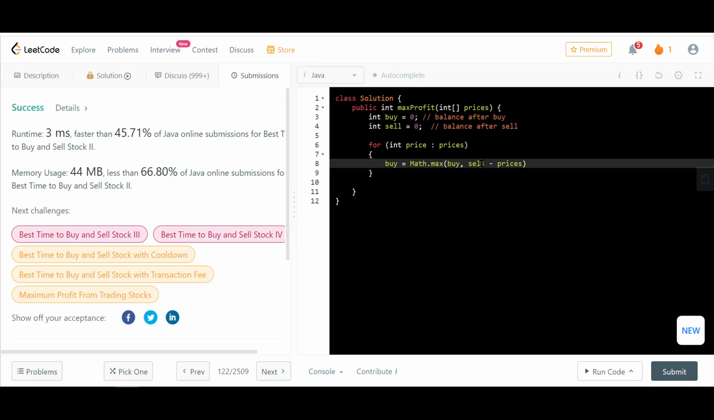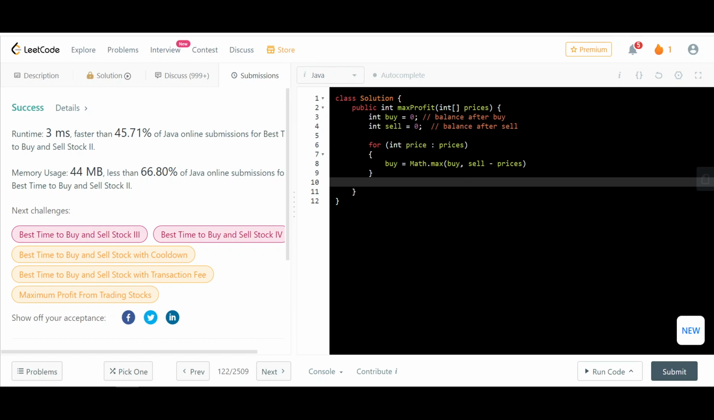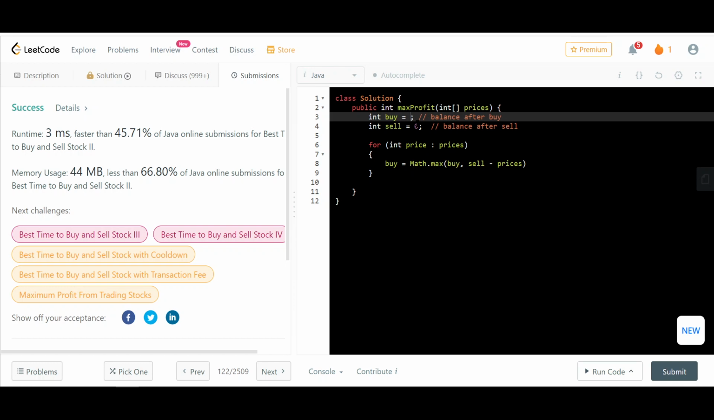So I use sell minus prices because, if you have sold last time, you may have already accumulated some profit, right? And from that balance, whatever this price is, you're paying that extra price. So for the first time, obviously, whatever the cost is on the first day, minus of that, because this will be zero. You don't want this to remain zero. This should become some negative value. So for this buy, maybe we give some very large negative value.